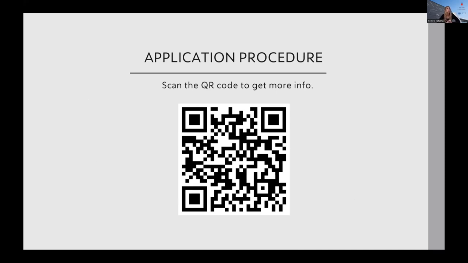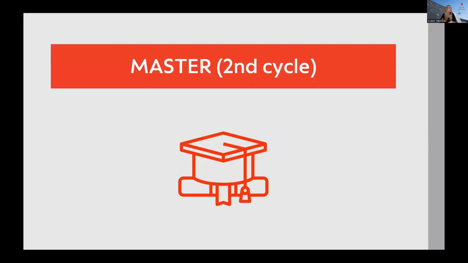Here the application procedure is written. If you scan the code, you will also get more information about the procedure. I would just ask Natasha if she will add something. Tatiana, I think that you have already mentioned everything. Information for the application and enrollment procedure is published on our website, and also on the website of the university, which Liliana has already presented, so we can go further. Okay, thank you. Let's go further.